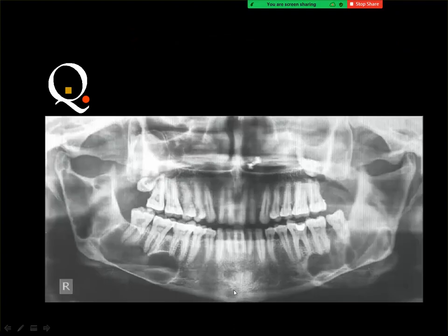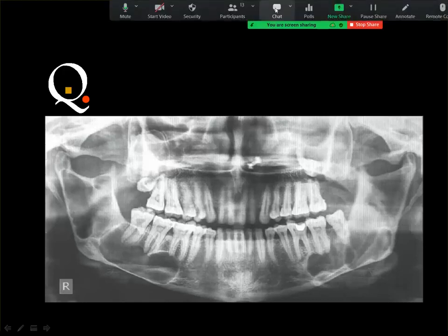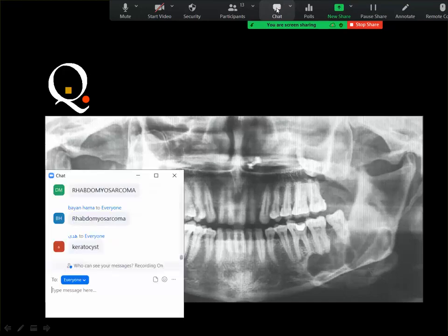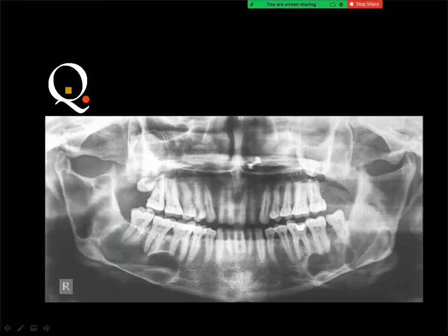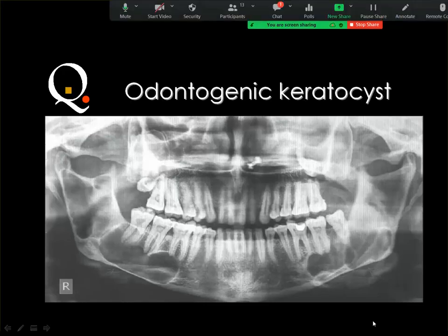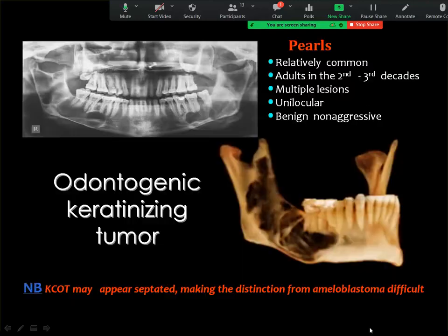Then this is a mandibular panorama showing a typical lesion in the mandible. Yes, and this is keratocyst. Good answer. The keratocyst is the only one which can be multiple or can be a huge lesion that can affect the whole mandible from left to right.